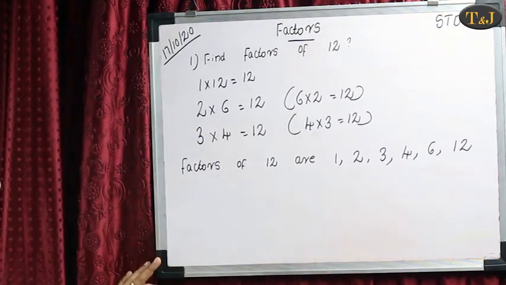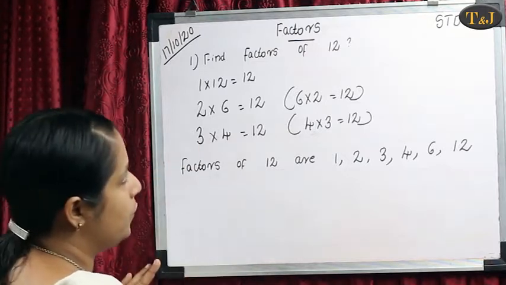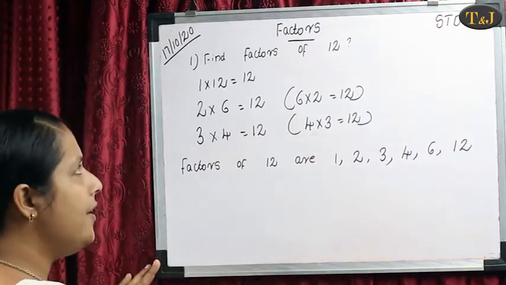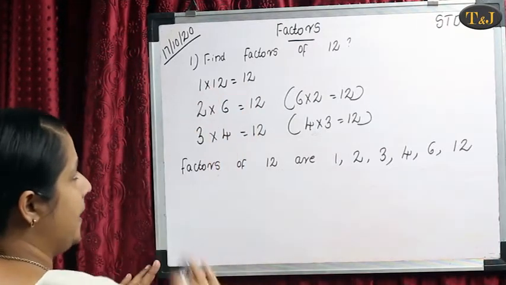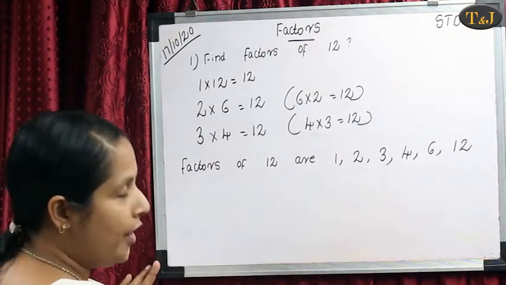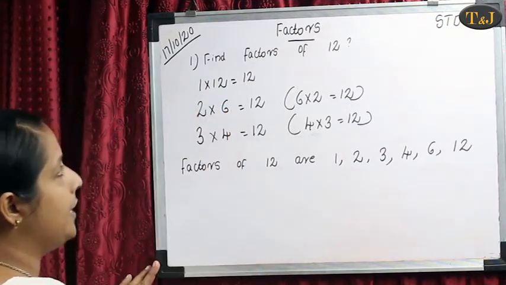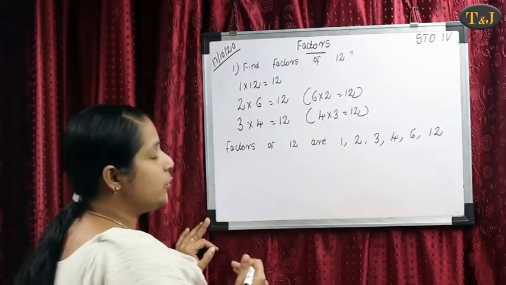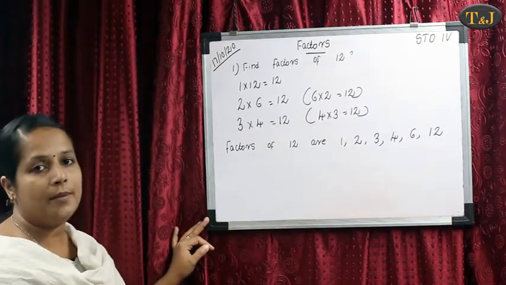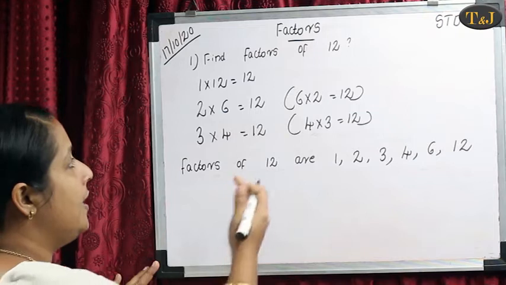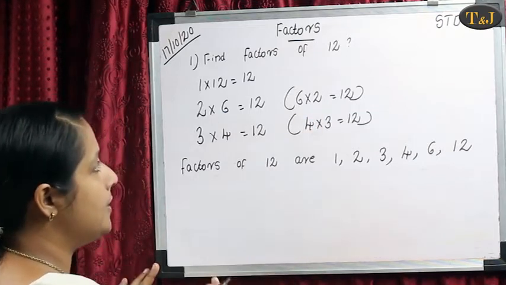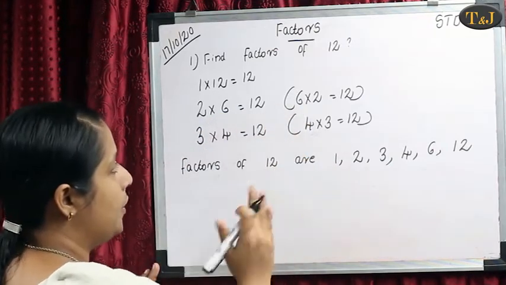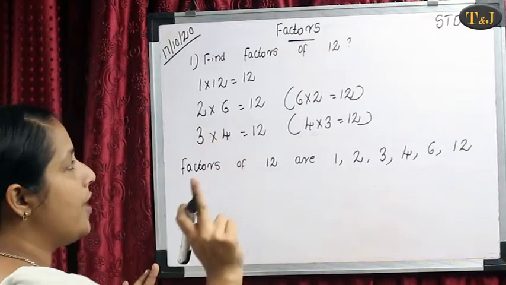Once more I explain this problem: find the factors of 12. First we check the 1 to 10 tables for the product 12. Any number multiplied by 1 gives the same number, so 1 is a factor of every number. That's why we write 1 multiplied by 12 equals 12. Then in 2's table we got the answer 12: 2 6s are 12. Then 6 2s are also 12. Both numbers are the same, so we select that number only one time.